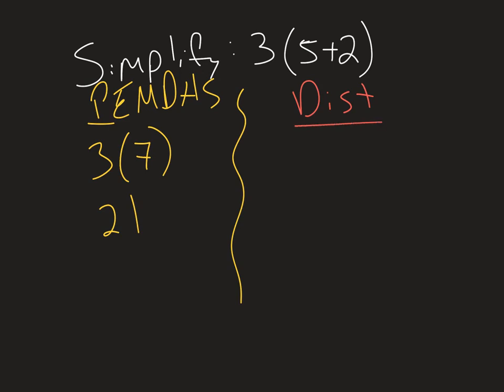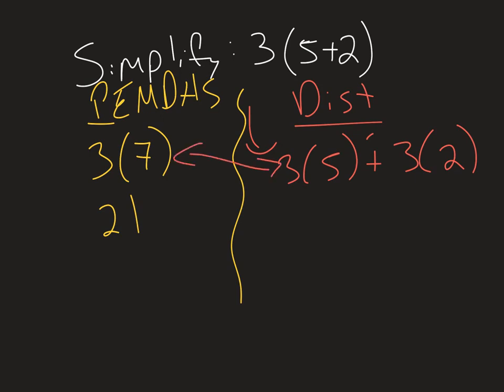And the idea is, this should be the same as if I take 3 times 5 plus 3 times 2. Now, I think you can look at it and think, okay, technically these two are saying the same thing. And it'll boil down to be 15 plus 6, which is 21.